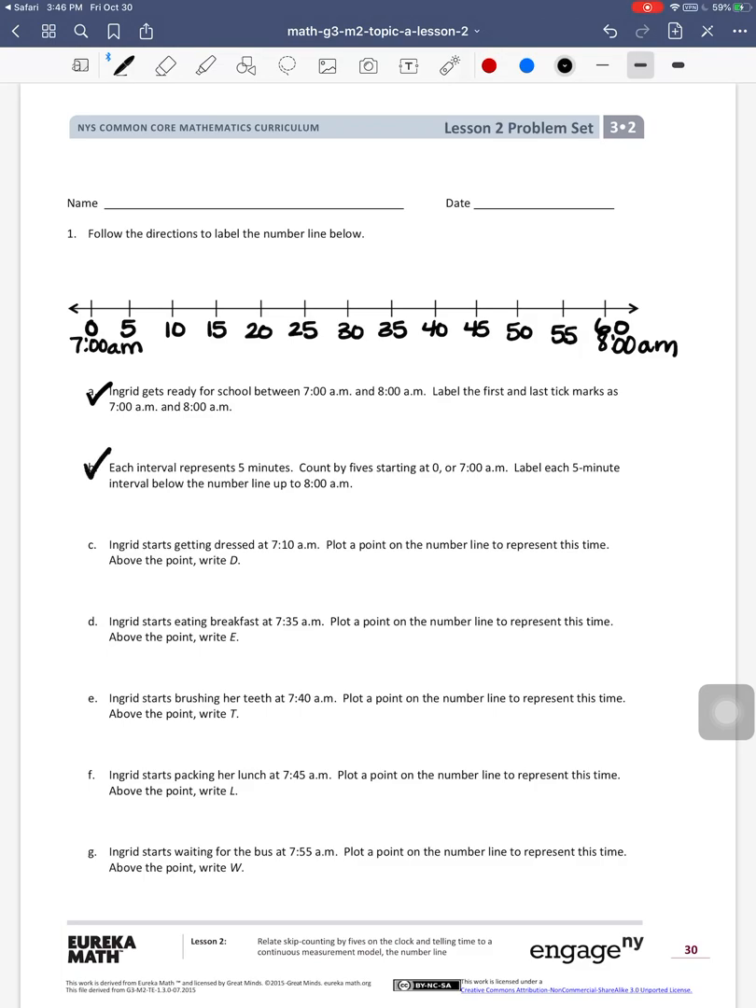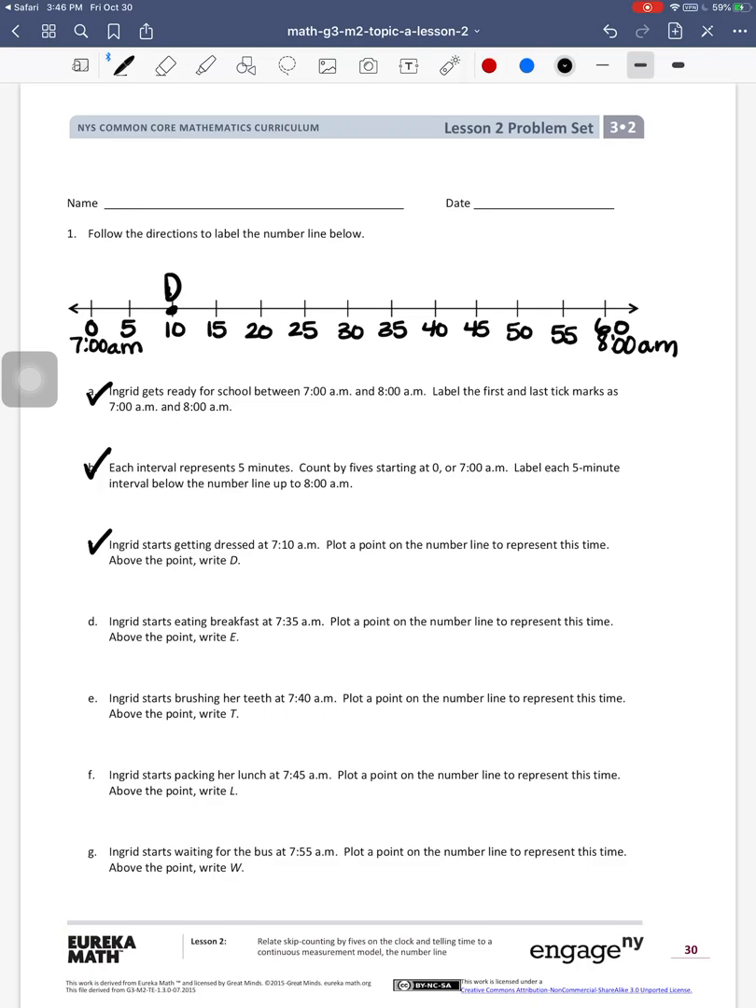C. Ingrid starts getting dressed at 7:10 a.m. Plot a point on the number line to represent this time. Above the point, write a D. So here is 7 a.m. all the way over here on the left. So now I need to find where it shows 7:10, and I'm going to mark that with a D right here. D for getting dressed. And I'm going to put a little point there to plot my point. Check.